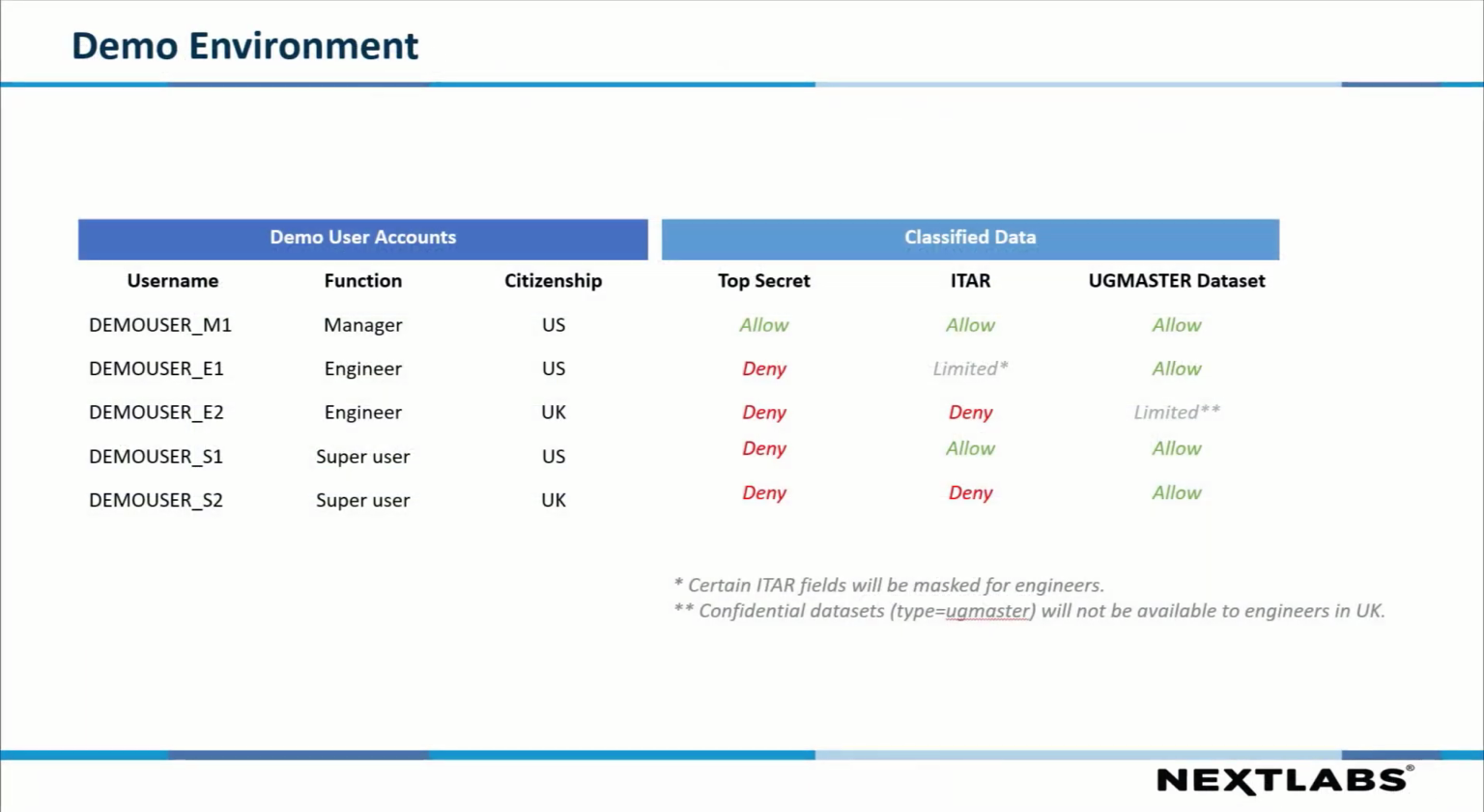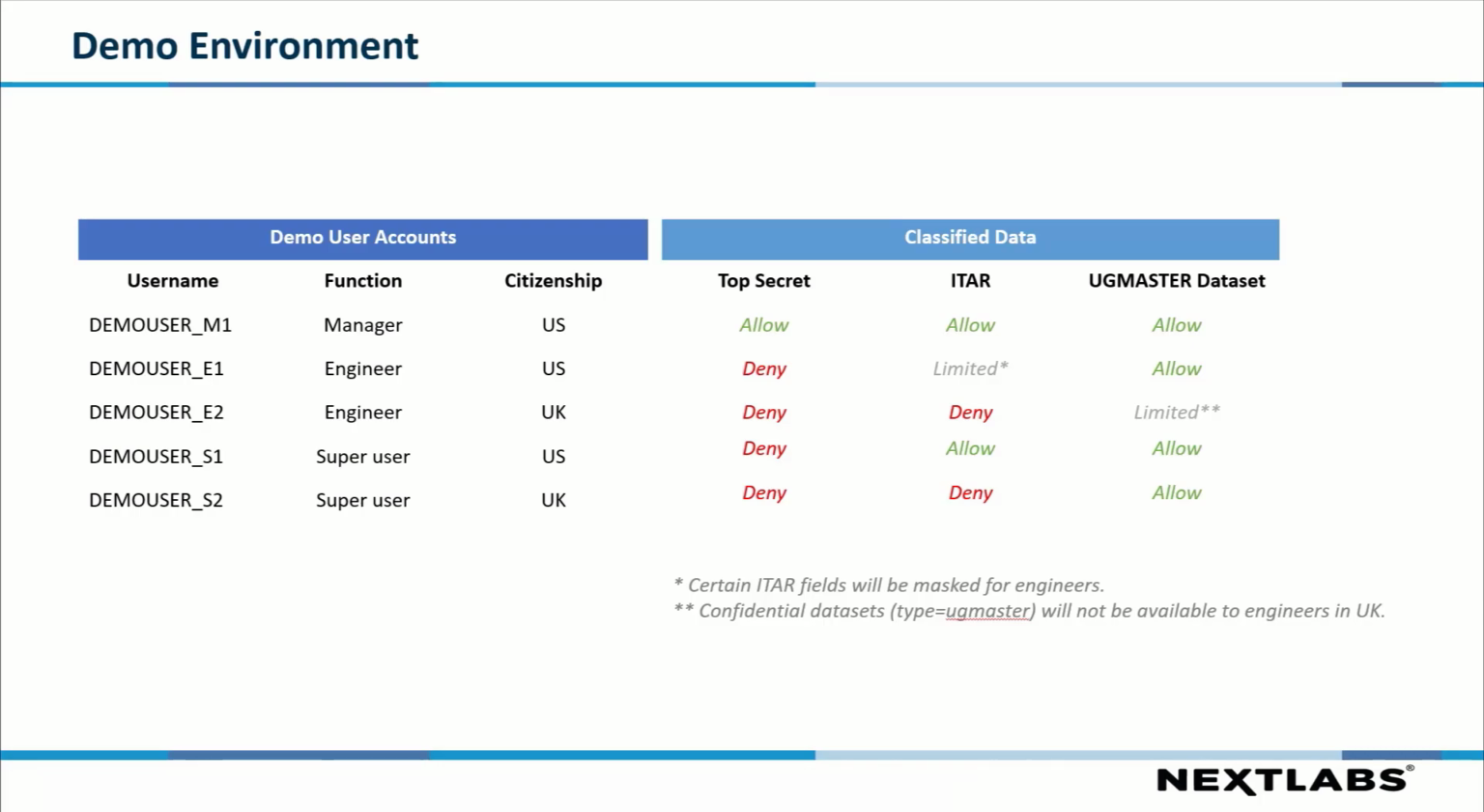Before we jump into the demo, let's take a moment to understand our test environment. On the left side of your screen, we have the demo accounts. We have prepared 5 user accounts. Demo user M1 is a manager from the US. Demo users E1 and E2 are both engineers from the US and the UK respectively. Lastly, we have demo users S1 and S2 who are super users from the US and the UK.